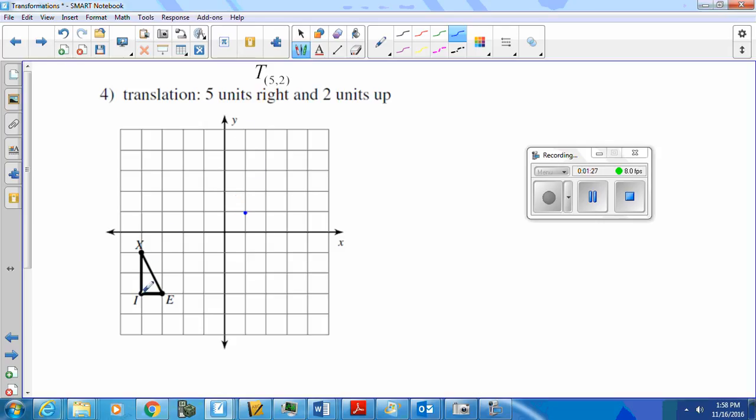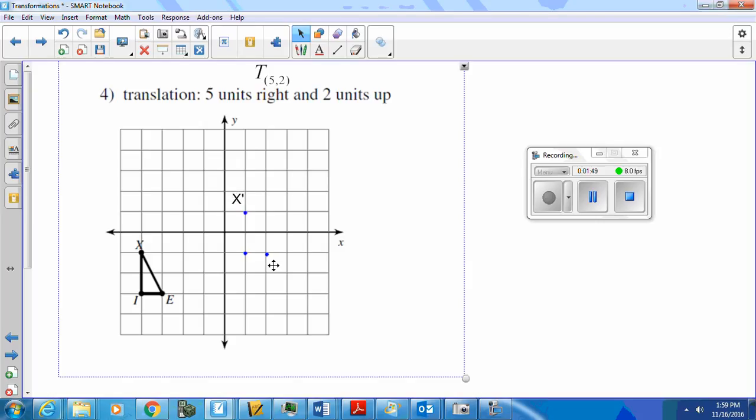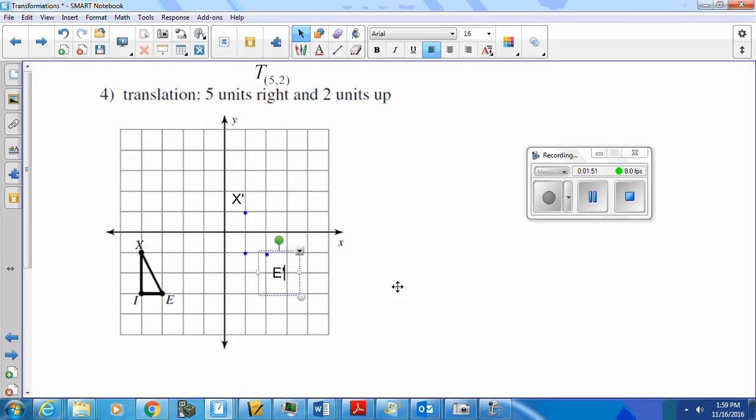We have, let's do each one. So I'll do E next. 1, 2, 3, 4, 5, and 1, 2. And then I, 1, 2, 3, 4, 5, 1, 2. All right, so our points are, this is X prime. This is E prime. And this is I prime.